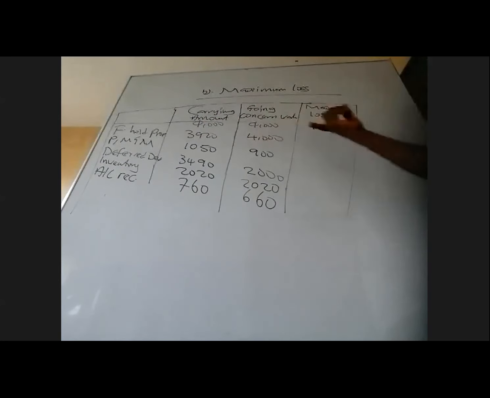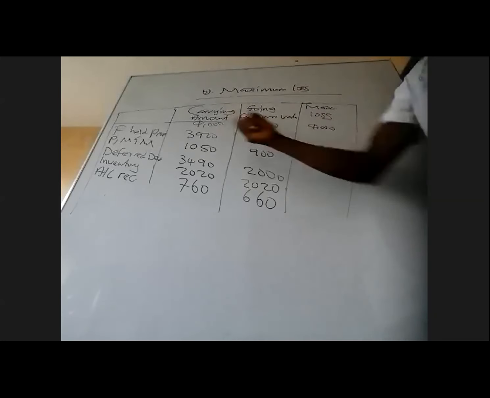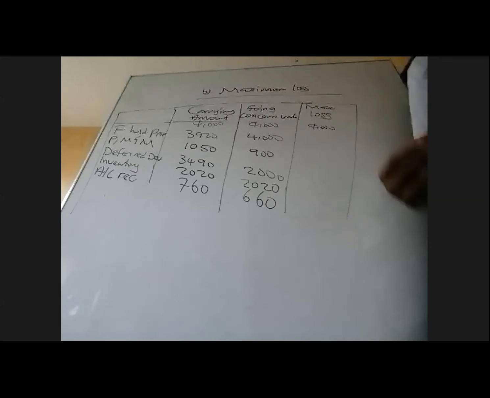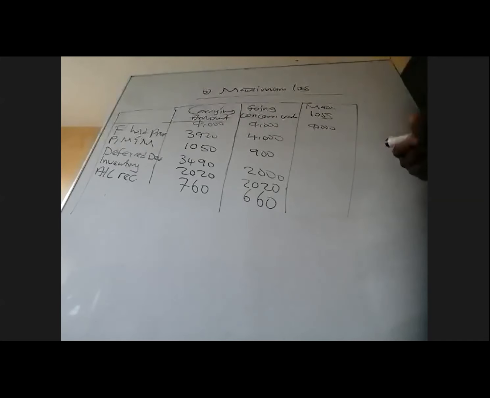So what will be the maximum loss? Here it means that you are going to gain because the going concern value is more than the carrying value. So gains are in brackets. Losses are positive numbers. Good, so that is it.